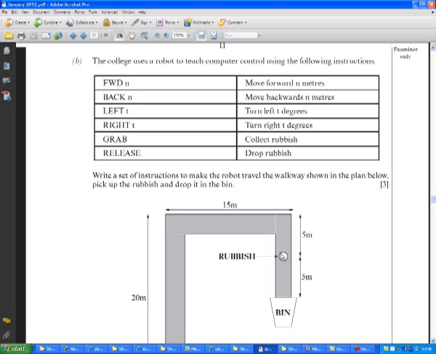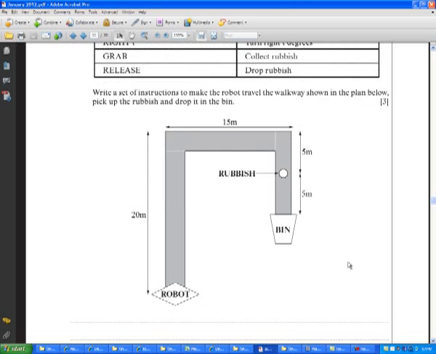Now you can see that the rubbish is 5 meters down the path. So we are going to now go forward 5. That'll move us down to the piece of rubbish. We are then going to use the grab command to collect the rubbish. Once we've collected the rubbish, the last thing we need to do is move forward the final 5 meters and drop the rubbish. So we are going to again go forward 5, and the last one is going to be release.